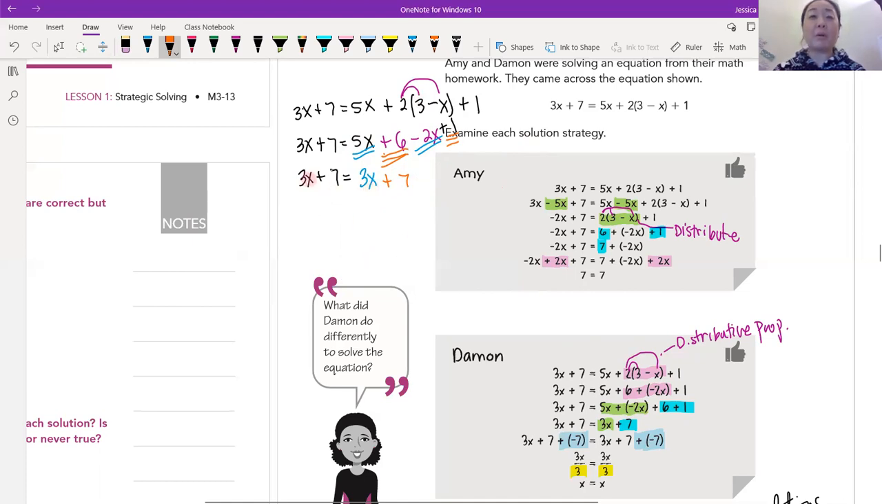And then from here, if you notice something interesting: 3x plus 7 is equal to 3x plus 7. Is that always going to be true? Yeah, but we're going to continue. So remember what we said. What we like to do is we like to get the x's together. So we're going to get the x's together. We're going to just subtract 3x. So we're deviating from Damon's, what is it called, method here.